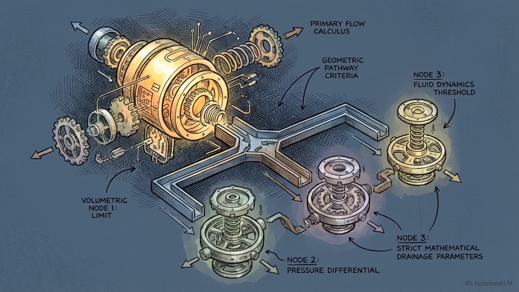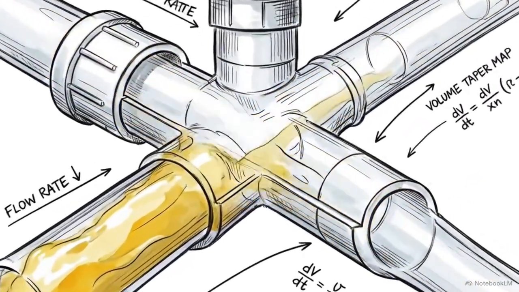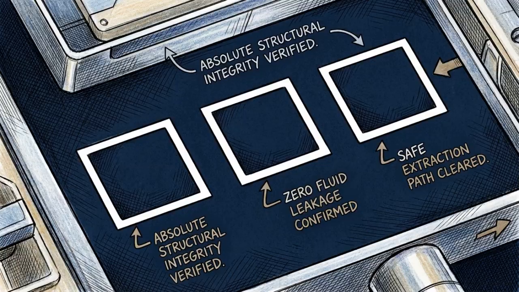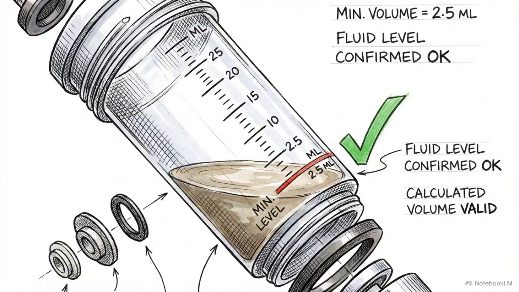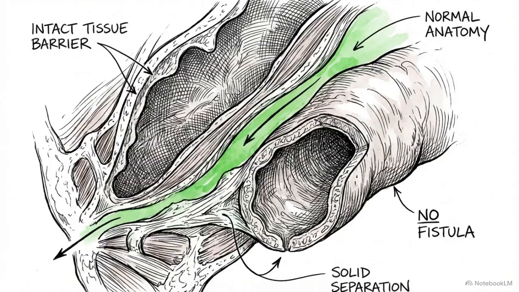The final phase of the drainage algorithm relies on strictly defining the criteria for safe catheter removal. Over a period of several days, the normal physiological expectation is that fluid output will steadily and predictably taper toward zero. Safe removal requires these 3 strict conditions. Daily drainage must drop below 10 cc. Cross-sectional imaging must confirm the tissue cavity has collapsed, and there must be no evidence of an ongoing fistula.